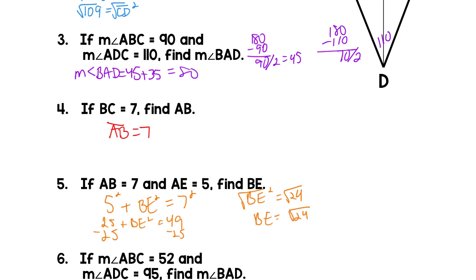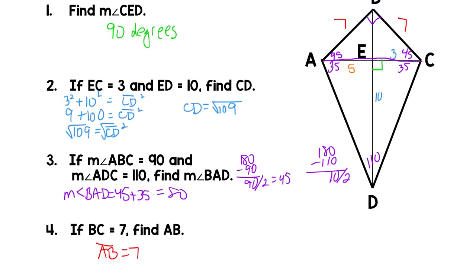Last but not least, if the measure of angle ABC is 52, we're going to have to erase some stuff here. Okay, if ABC is 52 and ADC is 95, find the measure of angle BAD. We're going to solve this one a little bit differently than we did the last one. I just wanted to give you two different options as to how to solve these.